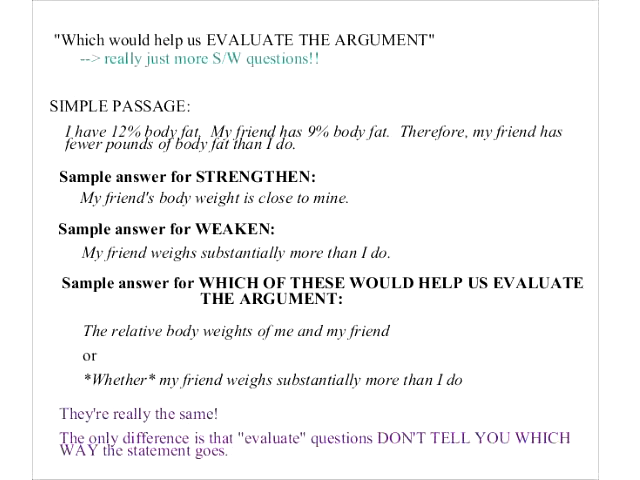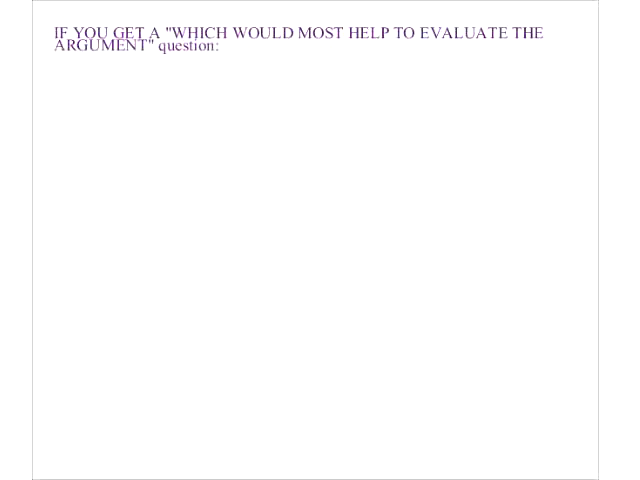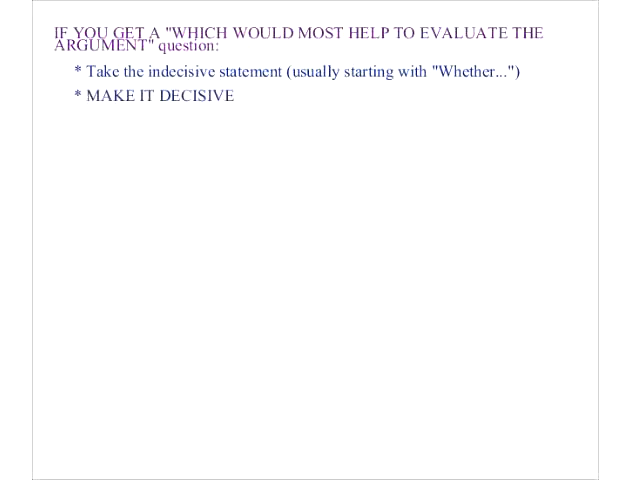So, okay, here's the story then. If you get a question like this, if you get a which would help us evaluate the argument question, the best way to handle these is just to take the indecisive statement, usually but not always starting with whether. Make it decisive. Just make it go one way or the other.